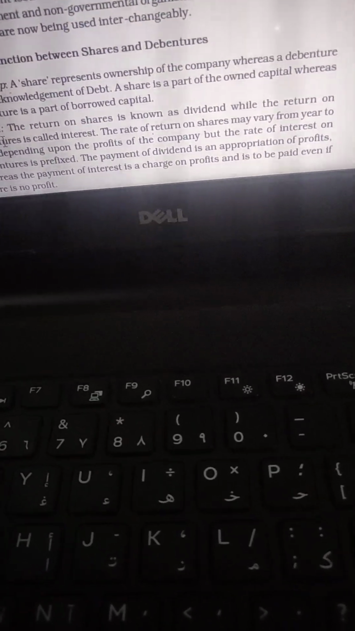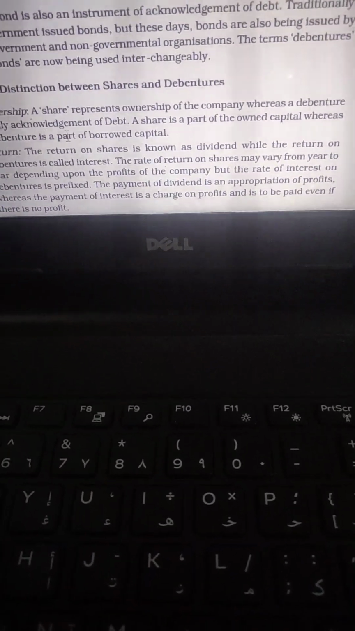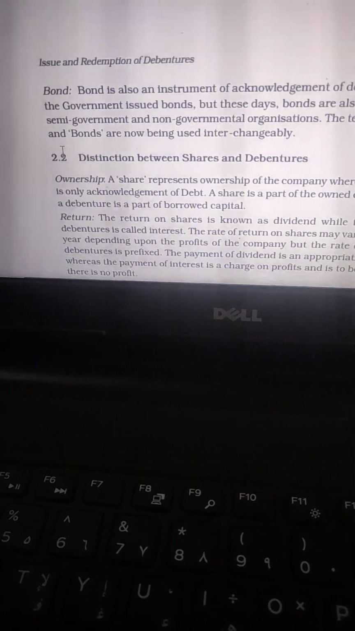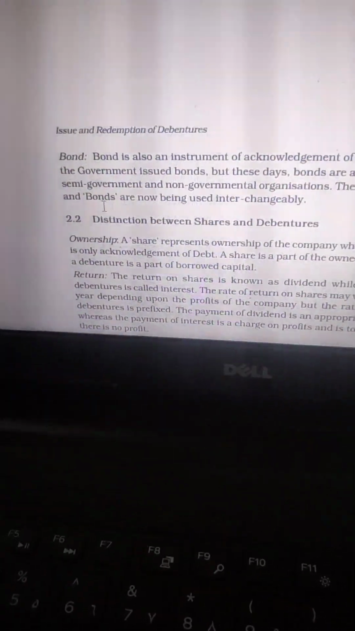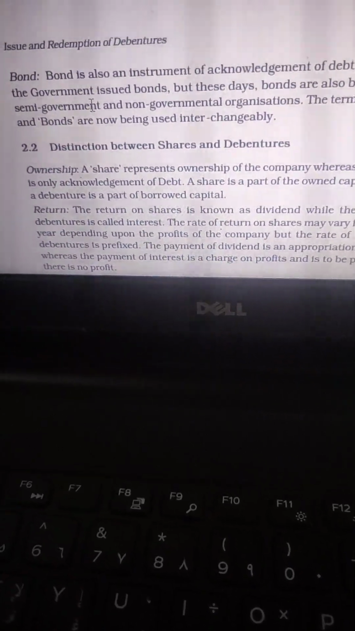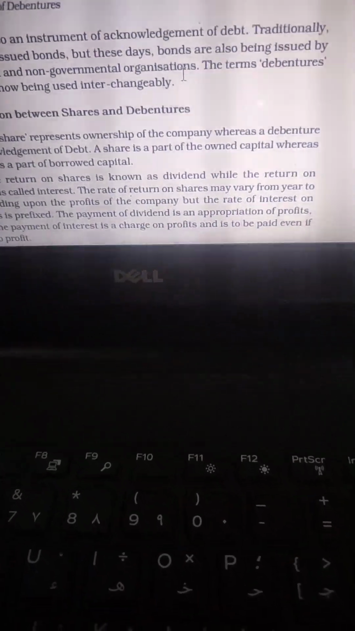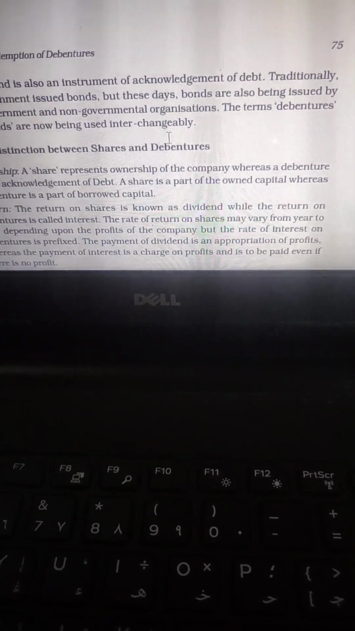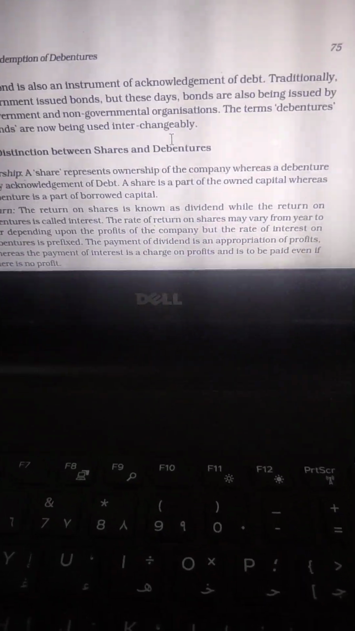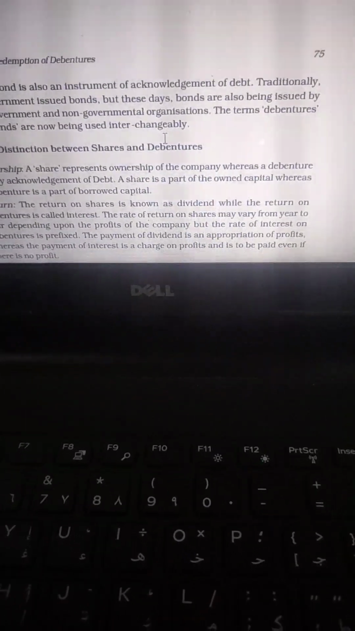Issuing shares is similar, where they are telling that they want an amount of investment as shares. But these days bonds are also being issued by semi-government bodies, not fully government. Semi-government means a certain percentage of shares are of government and other shares are of private individuals and non-government organizations. The terms debentures and bonds are also being used interchangeably. In some cases bond is also known as debenture and debenture is also known as bond.